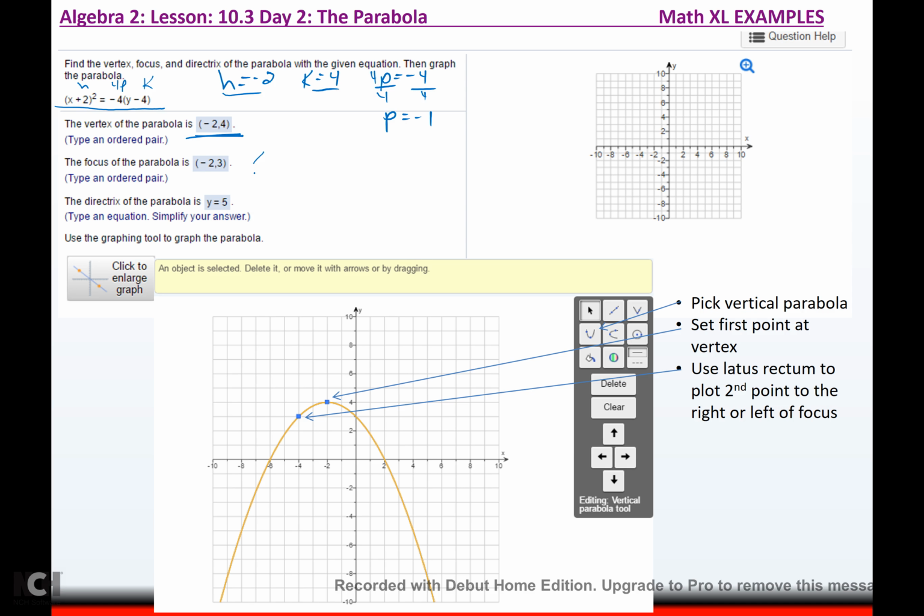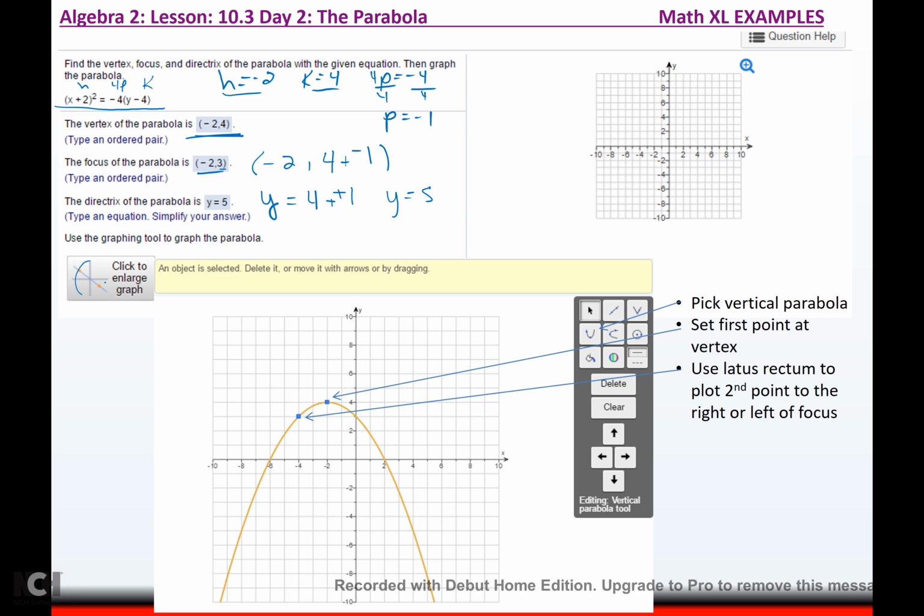The focus is going to be, you're going to keep the h the same, and you're going to take your k and you're going to add p to it. 4 plus a negative 1 is 3. And then for the directrix, when x is squared, it's y equals, and you take whatever your k value was, and you subtract p. You add p to get the focus, you subtract p, so minus a negative 1. Double negative turns positive, and you get y equals 5.